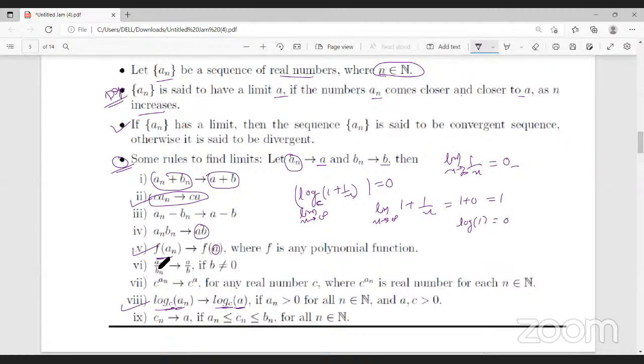And here, a_n by b_n tends to a by b. This is a property that we are going to apply in the next question. That is, c to the power a_n tends to c to the power a. So when a_n tends to a, c to the power a_n also tends to c to the power a.